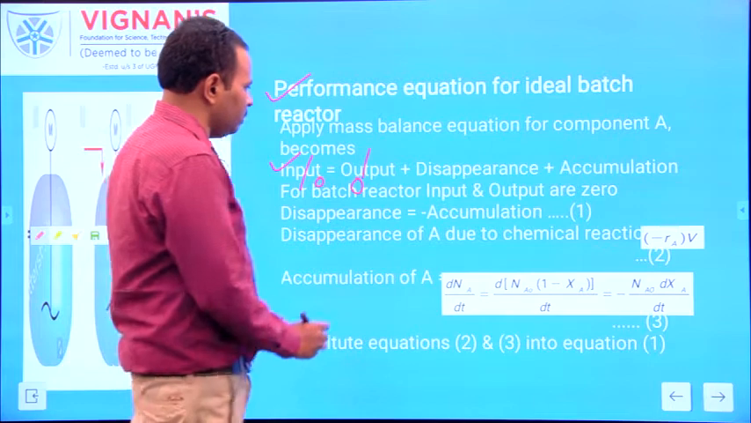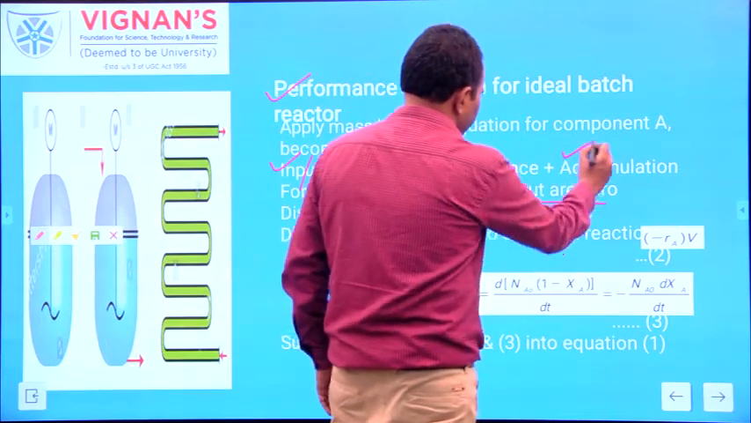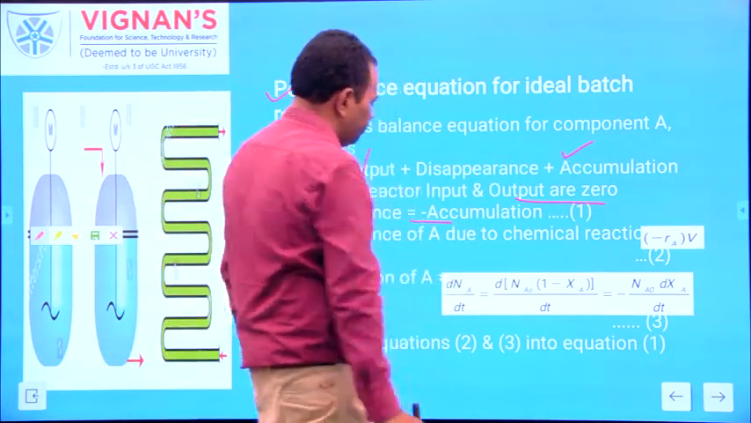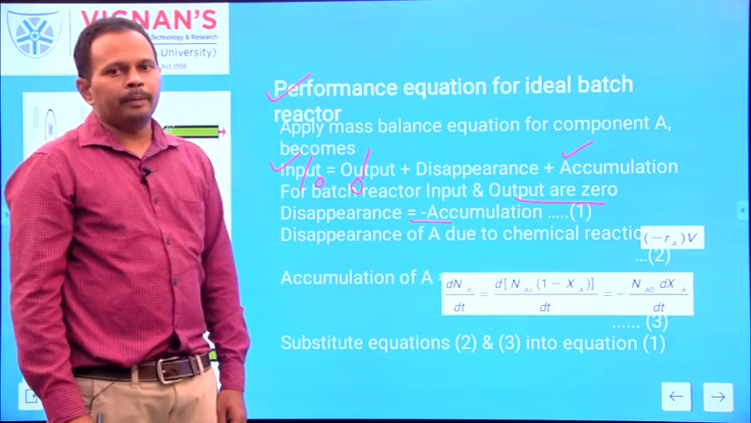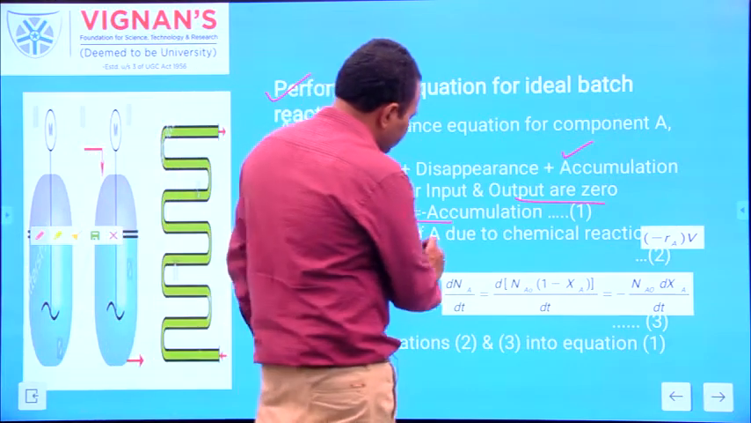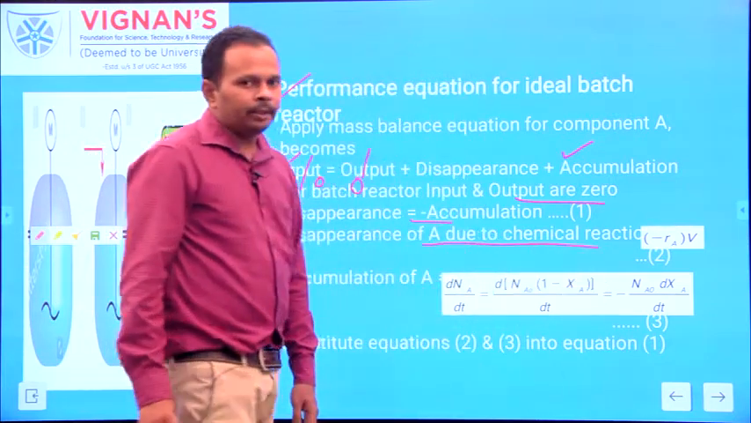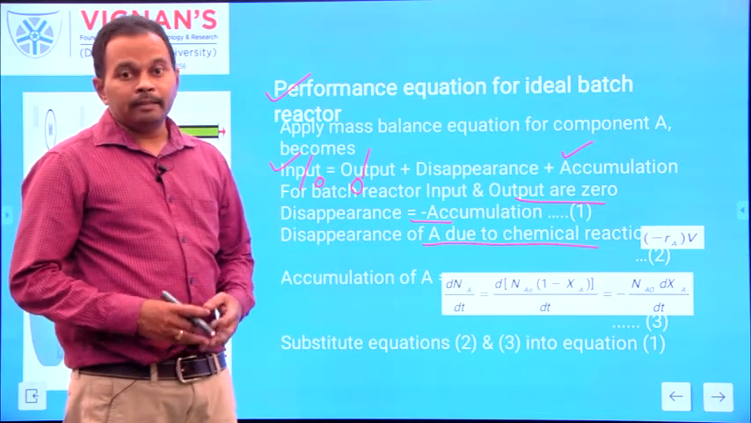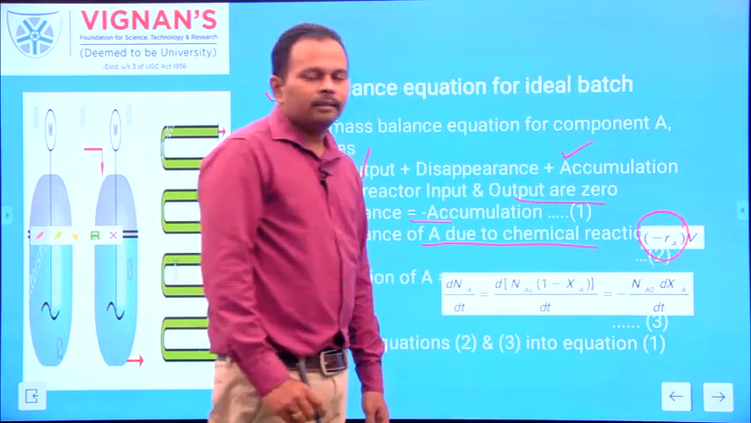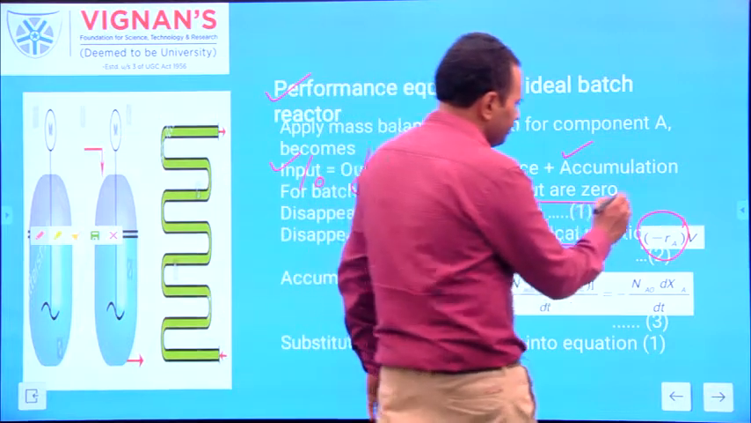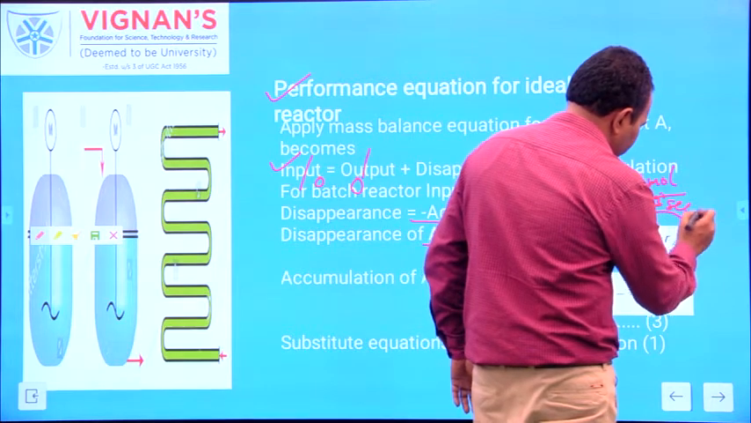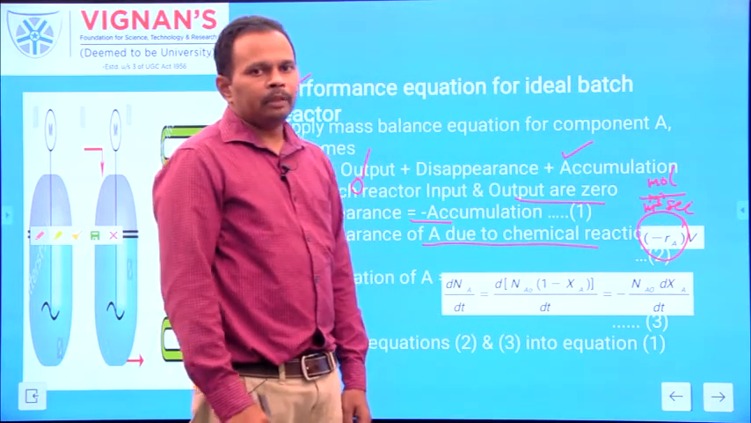When input and output are 0, this equation becomes, taking the accumulation to the left hand side, disappearance equals minus accumulation. How can you write the disappearance of A? Disappearance of A due to chemical reaction is nothing but the rate of disappearance of A, minus RA. But what are its units? The units of rate of reaction are moles per meter cube per second.